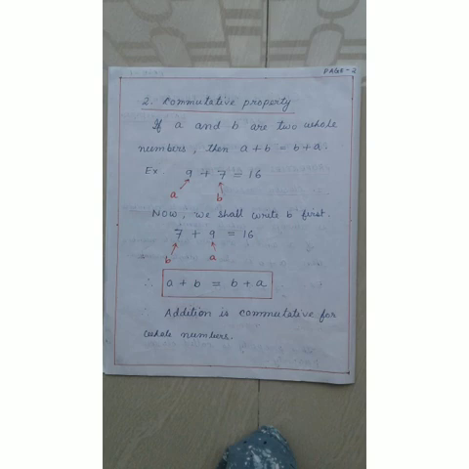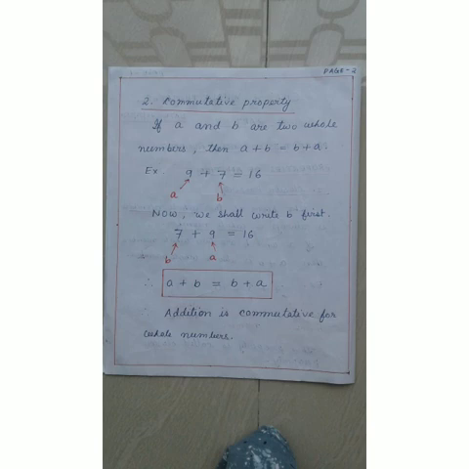Now I shall change the order. That means I shall write B in the first position and A in the second position. That means 7 plus 9. That will also give us 16. It means A plus B is equal to B plus A. This is called the commutative property for addition of whole numbers.